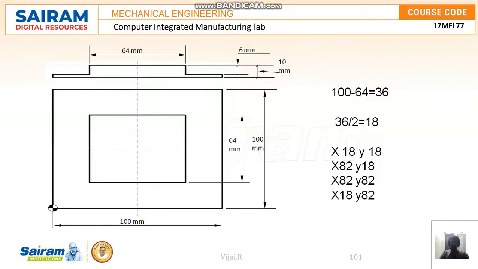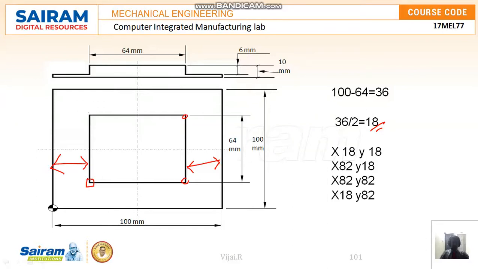Out of the 100 square slab, the center part is 64. So remaining is 36. This 36 we are going to divide on both sides, this side and this side. So that is 18 mm, and this is 18 mm. Now we can see this area is 18 mm and this is 18 mm distance. By using this, we are going to calculate the coordinate points of the final positions. According to this only we can make the program.